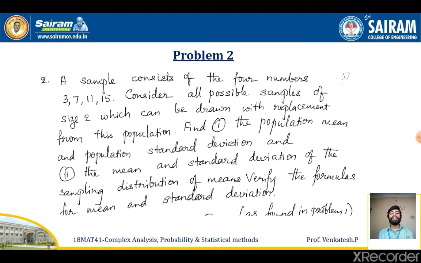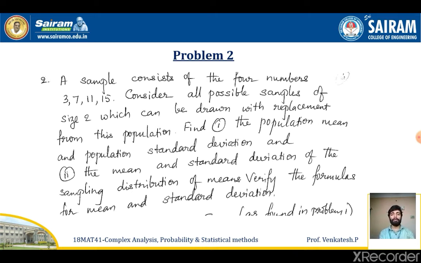Example number 2. A sample consists of the four numbers 3, 7, 11, 15. Consider all possible samples of size 2 which can be drawn with replacement. So this problem is the same as the previous problem, but here I am doing the experiment with replacement. So now I want to find the population mean and population standard deviation.